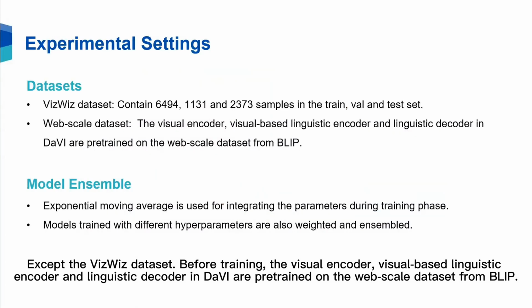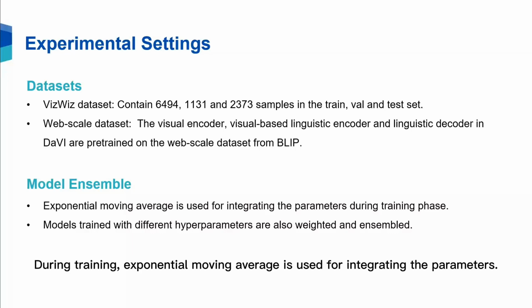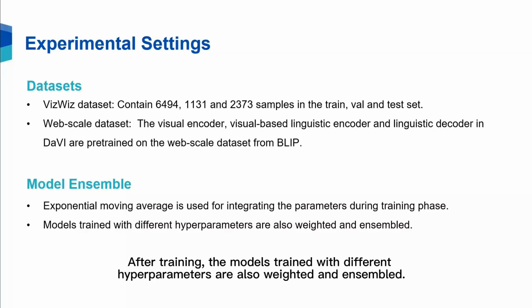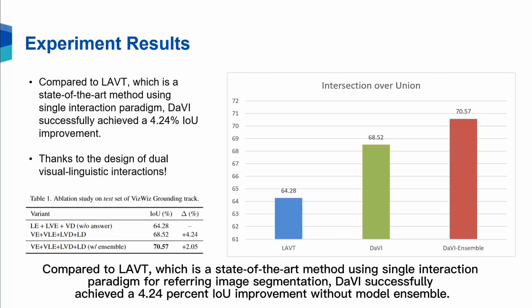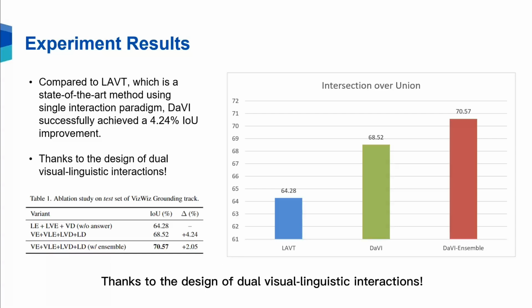Besides the VizWiz dataset, before training, the visual encoder, visual-based linguistic encoder, and linguistic decoder in DaVI are pre-trained on the web-scale dataset from BLIP. During training, exponential moving average is used for integrating the parameters. After training, the models trained with different hyperparameters are also weighted and assembled. Compared to LAVT, which is the state-of-the-art method using a single interaction paradigm for referring image segmentation, DaVI successfully achieved a 4.24% IoU improvement without model ensemble, thanks to the design of dual visual-linguistic interactions.